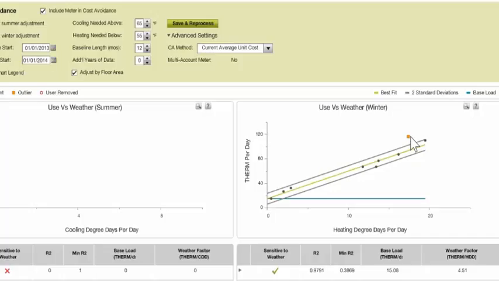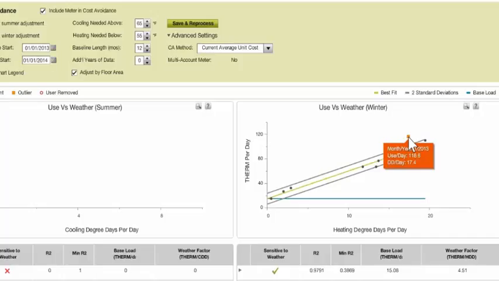The way EnergyCAP handles that is it says, this is an outlier. I'm throwing it out of my weather model. My other points fit very nicely. And because I can't explain January for every January in the future, EnergyCAP will not make a weather adjustment for this meter for the date range covered by this baseline bill. Because EnergyCAP is saying, I cannot explain what happens in January.